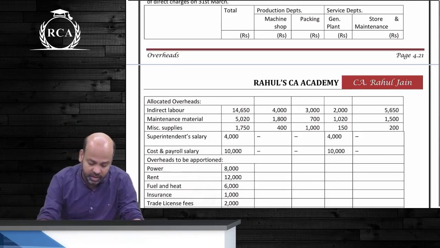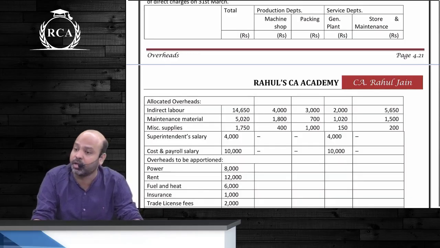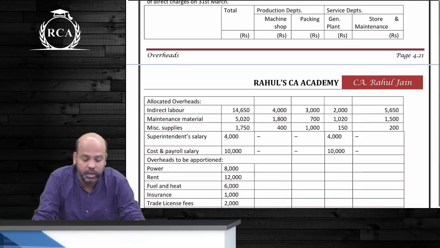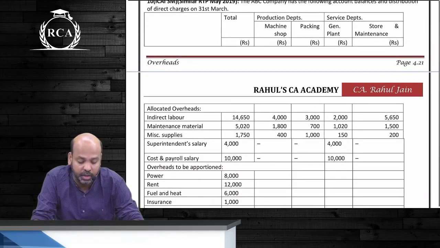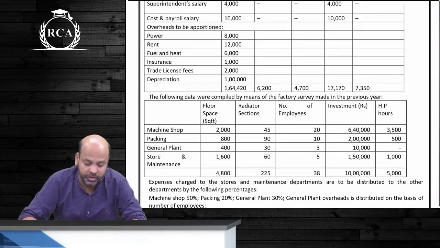Allocated overheads are, we have indirect labor, total 14,650 given, but department wise amount is also already given. You will not need any basis for apportionment of that amount. Maintenance material is already given department wise. Miscellaneous supplies are given. Superintendent salary, beta, is only for general plant. Cost and payroll salary is again only for general plant. These are the overheads already allocated and apportioned. What we have to apportion, beta, is power cost, rent, fuel and heat, insurance, trade license fees and depreciation.